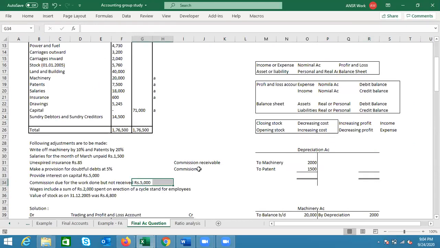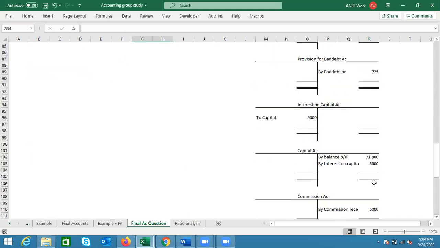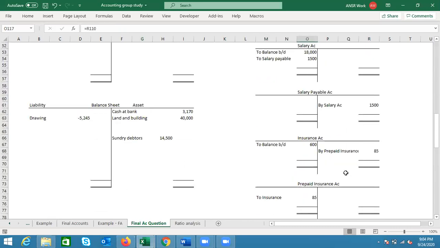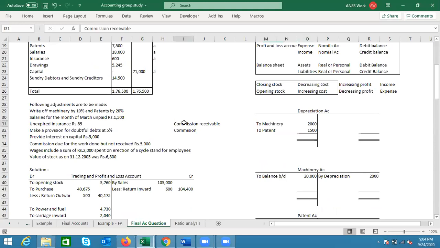In the commission receivable account, where will it be posted, debit side or credit side? Debit side. Perfect. Let me open that. So it is coming as 5,000 only. Now, once we are done with that, let's go to the next adjustments.